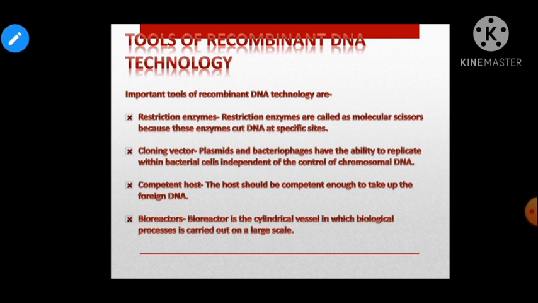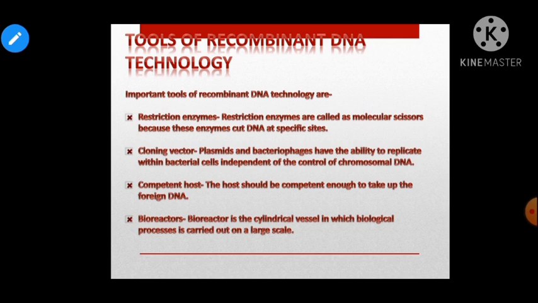Children, when we talk about the restriction enzymes, so basically इन important tools की requirement होती है. इन चारों को यूज कर recombinant DNA produce किया जाता है, right? So restriction enzymes are called a molecular scissor because these enzymes cut the DNA at specific sites. The second important tool is the cloning vector.